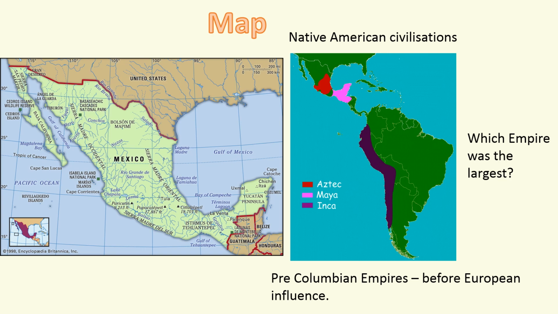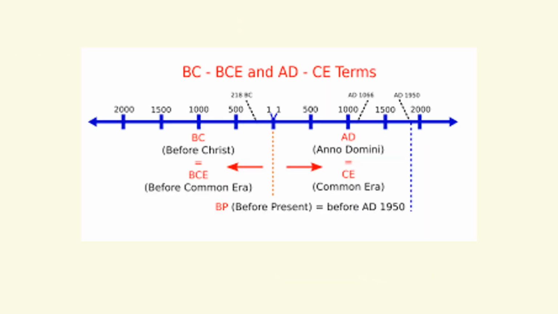So now, as you can see in this right map with the Aztec, the Maya and Inca, look at the color codings and have a think. Which empire was the largest? The largest empire was the Inca. Well done if you noticed that.